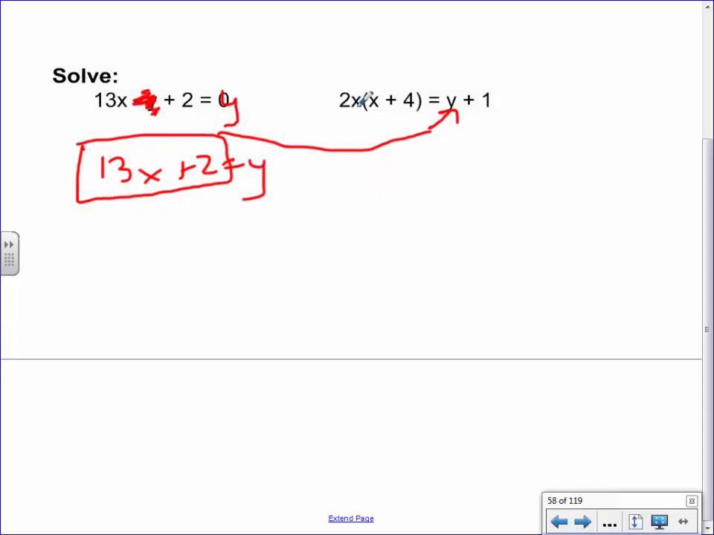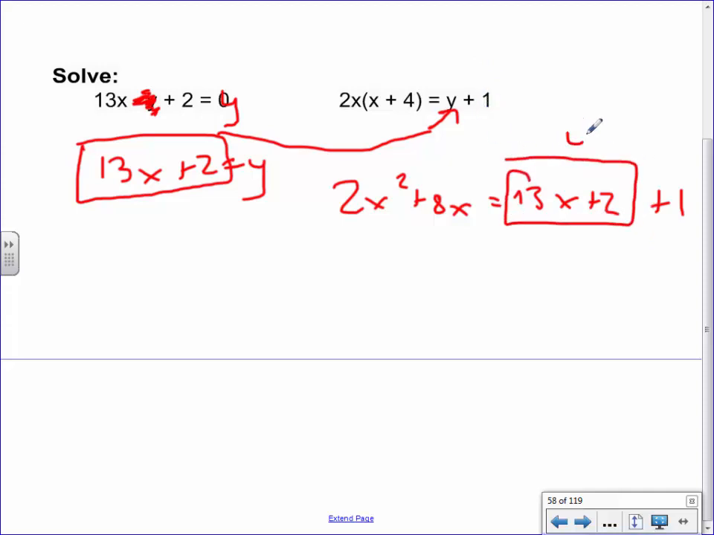Just to save a step, can I FOIL this little piece out here while I'm at it? So make it 2x squared plus 8x. And then it was supposed to be equal to y. But we now know that y is 13x plus 2, plus 1. Don't forget the plus 1 that was sitting back here, right? This bit right here is what y was. I've just changed it out.